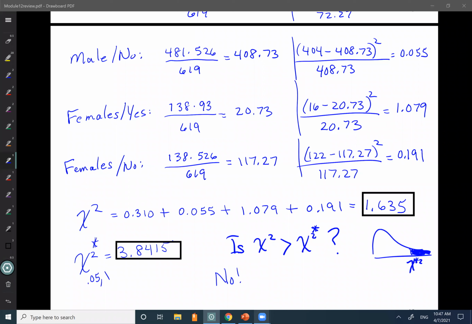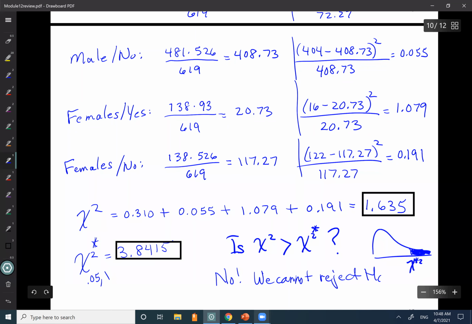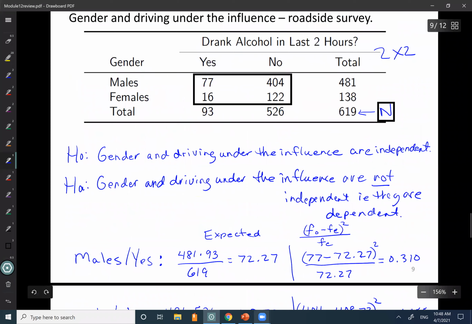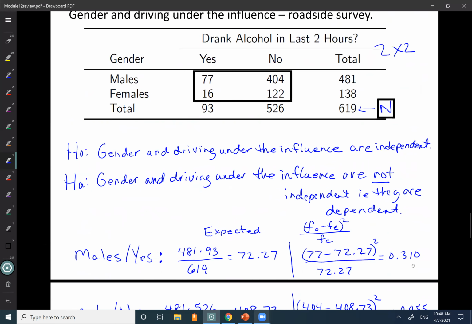So no, so just as we suspected, right? We cannot reject. And this is why he won. This is why he won, partly why he won. So we cannot reject. So this here is what we want. They are independent. So gender and driving under the influence are independent. Doing one does not give you information about the other.